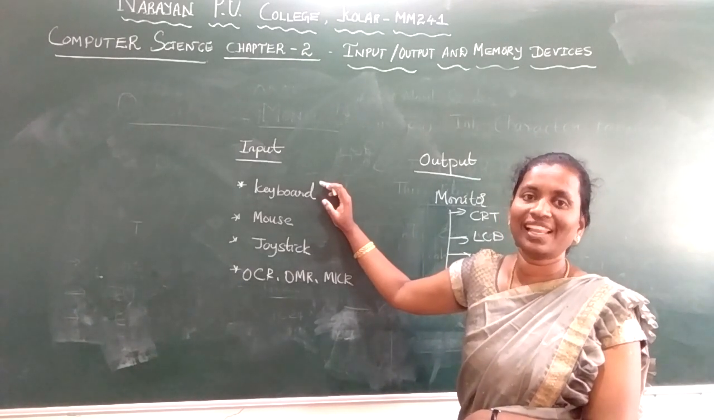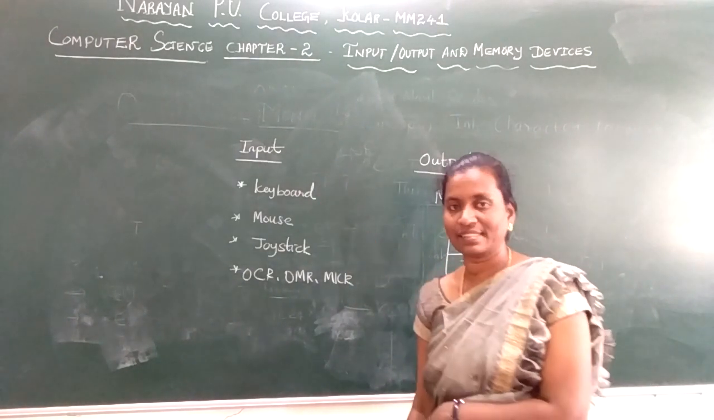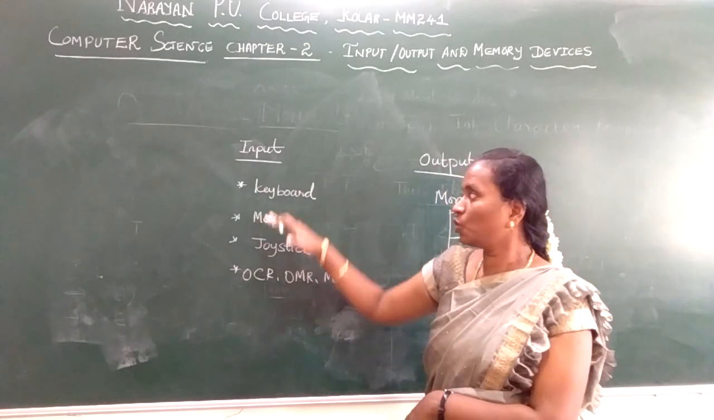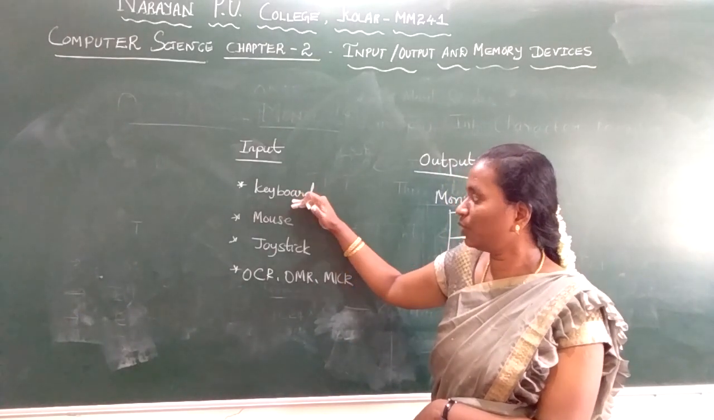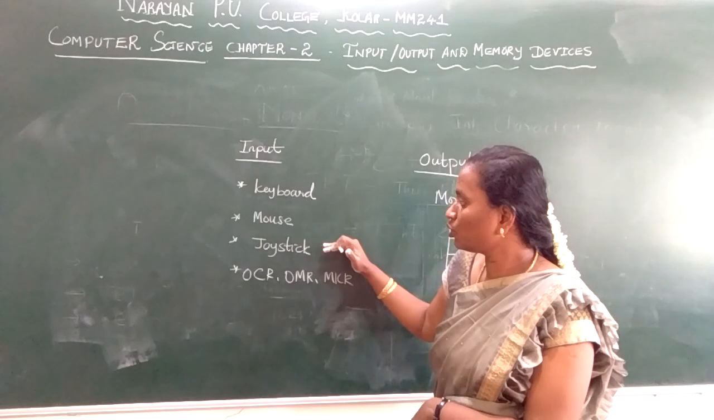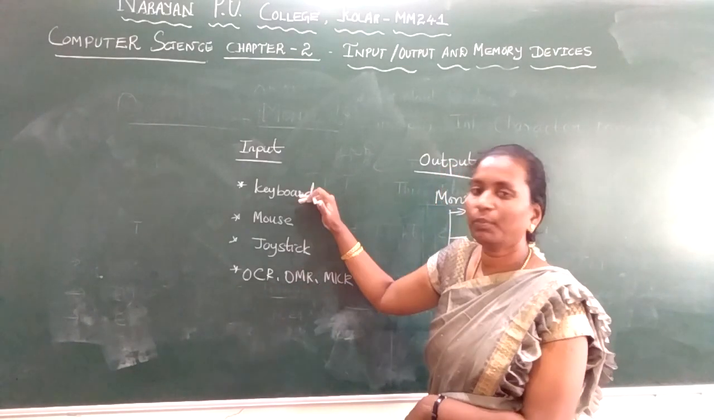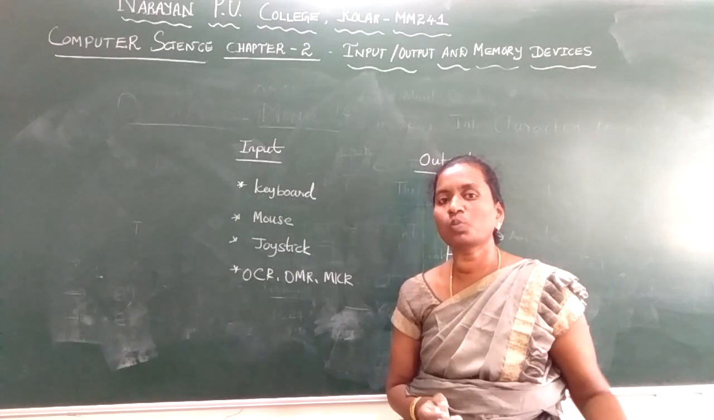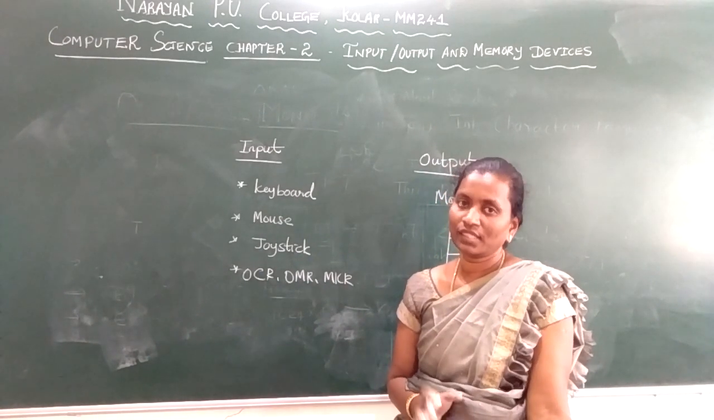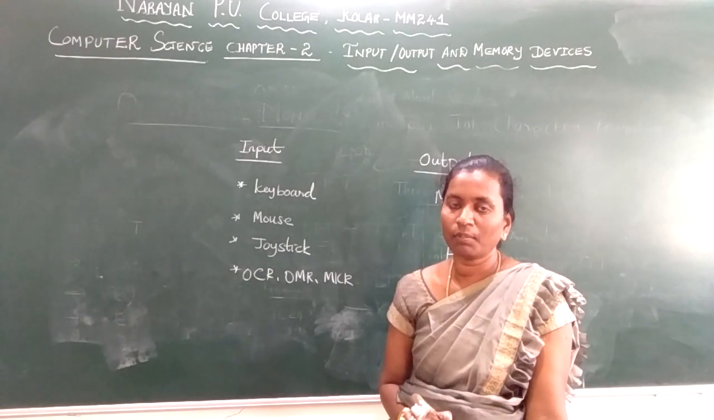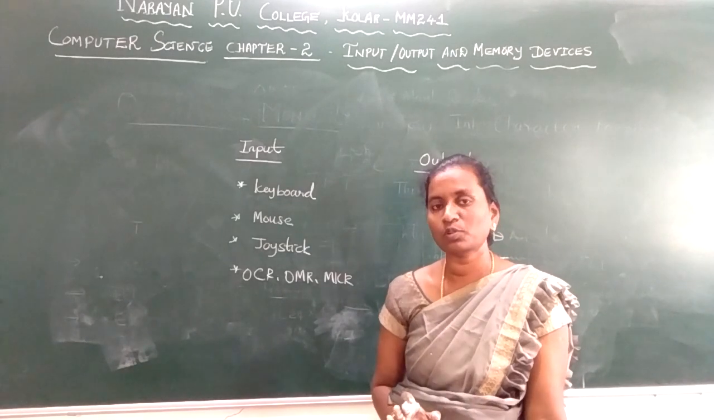In terms of digital and analog signals, the computer will sense it. That is electrical signals. So what are the types of input devices? We do have keyboard, mouse, joystick, OCR, OMR and MICR. Keyboard is the most widely used input device to feed the data inside the computer.